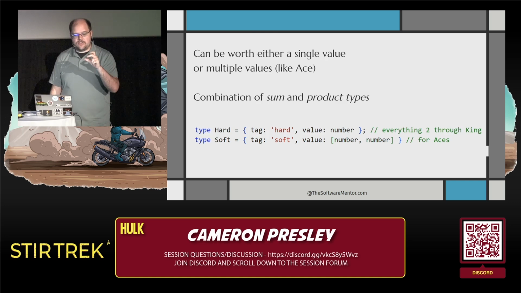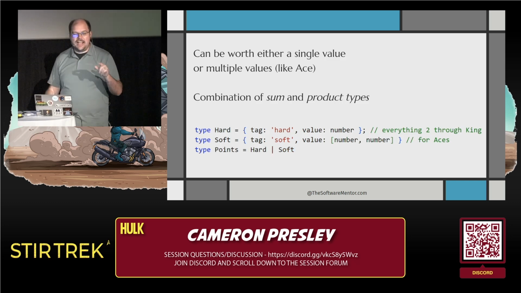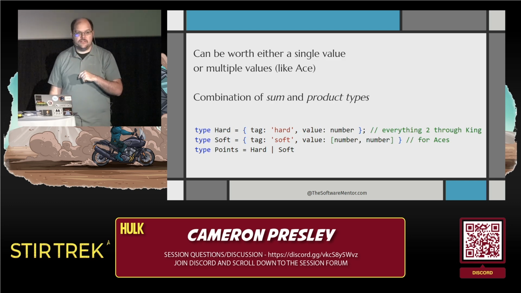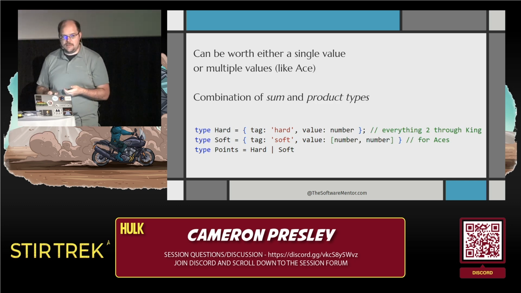Soft, tag a soft, but its value is actually going to be a tuple, two numbers, because it could be 1 or 11, and that's for the aces. And now I've defined hard and soft, I can say points is either hard or it's a soft. This is a really slick way of taking your smaller types and combining them into more clever types.